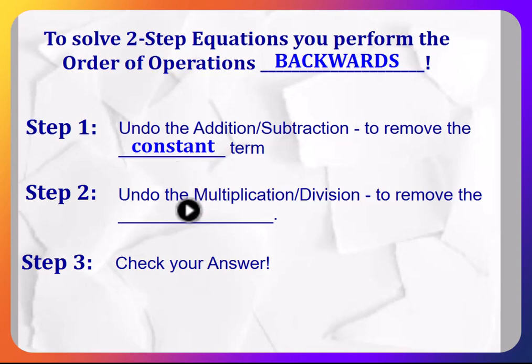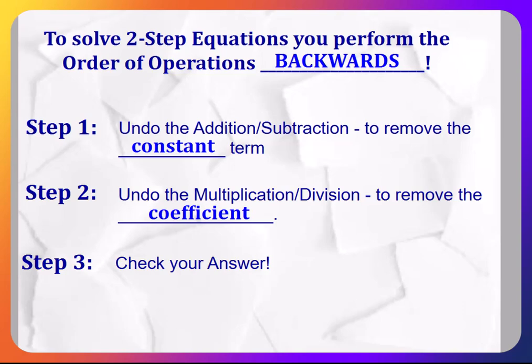And then step 2, you undo the multiplication or division by removing the coefficient. Remember, the coefficient is what goes with the variable. It's being multiplied with the variable, and it could be division too. Multiply or divide with the variable, that's the coefficient. Then step 3, you check your answer.